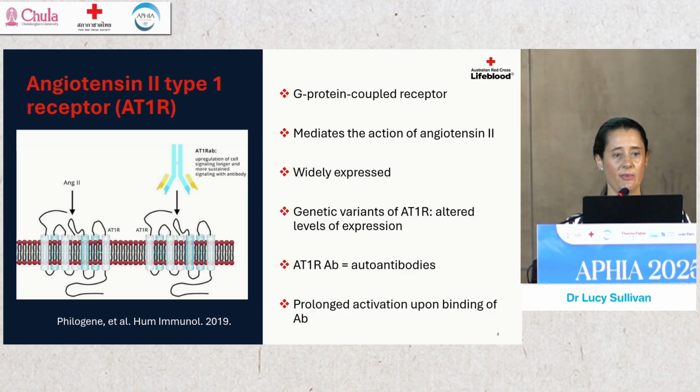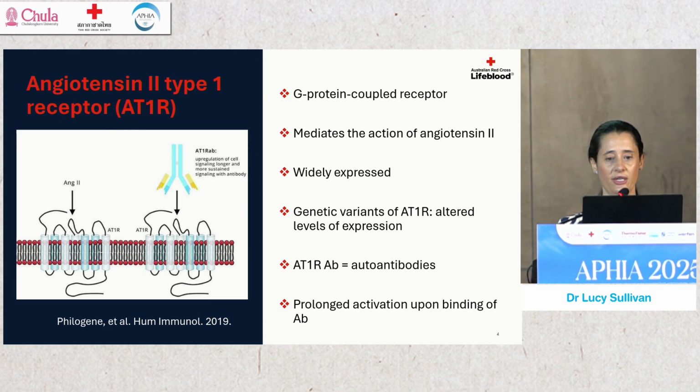So what is AT1R? Angiotensin II type 1 receptor, which is a bit of a mouthful, so we'll just stick to AT1R. It's a G protein-coupled receptor that mediates the action of angiotensin II, which is involved, as I'm sure you're all aware, in blood pressure control and body fluid homeostasis.